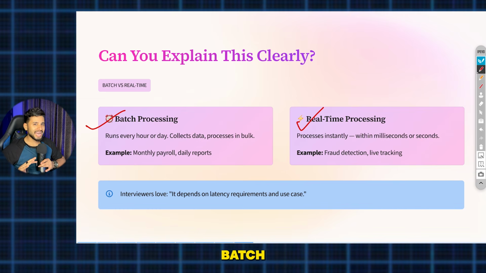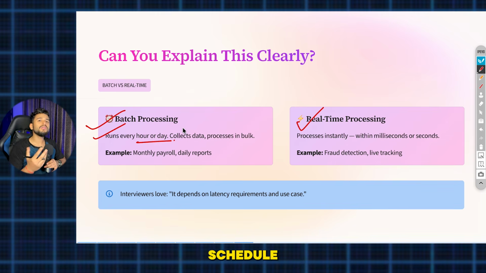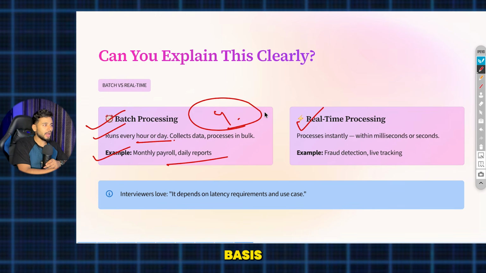What is the difference between batch and real-time processing? Very common. Batch processing will run every hour or a day, like a schedule is given. At this schedule I have to run the job, so that a small or big amount of data comes in at an interval basis. The job is scheduled, running and getting the data from source to destination, cleaning the data, processing bulk data, like monthly payroll, daily reports. The job runs on a daily basis, hourly basis, or every 5 minutes the pipeline is running.